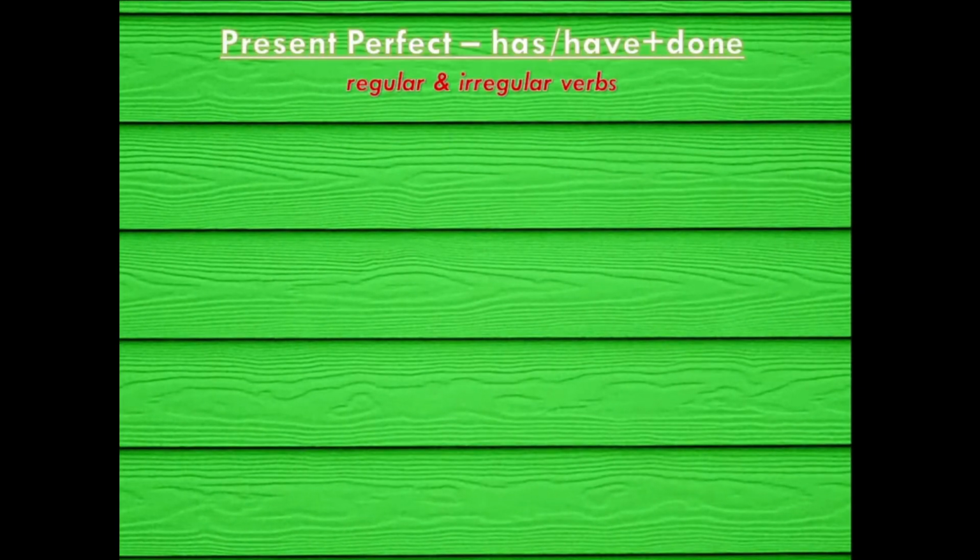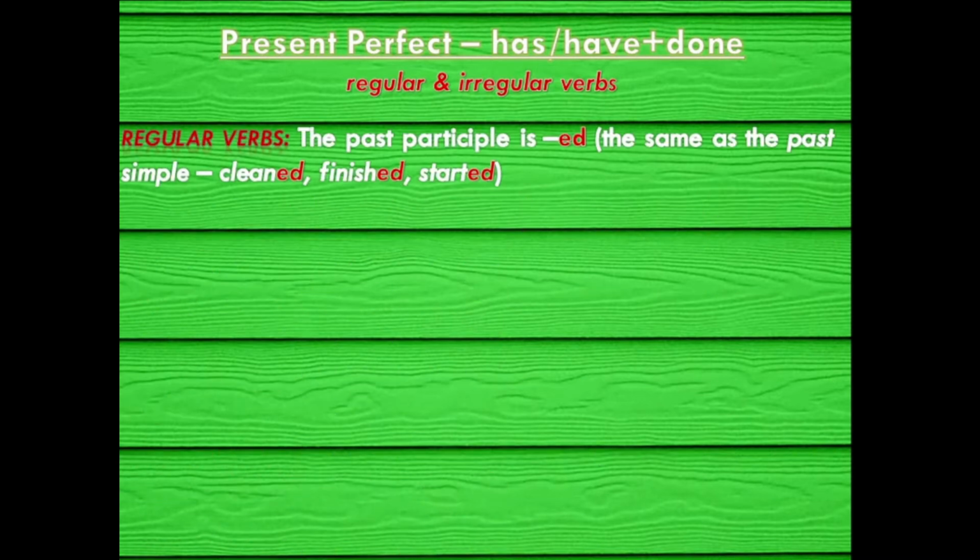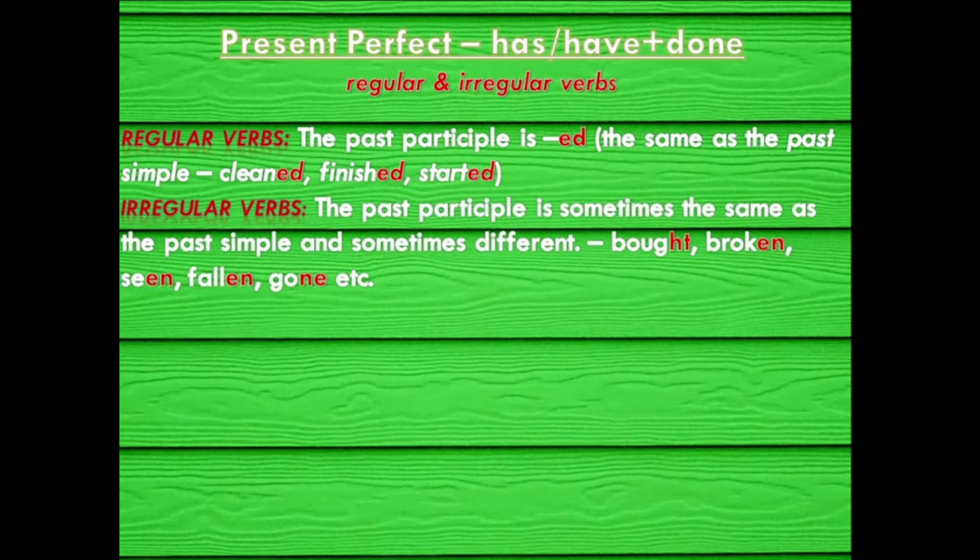And in this present perfect, when you come to verbs, there are basically two important aspects that we need to know: regular and irregular. Regular verbs end with ed when we deal with past tense or past participle. Let us say cleaned, finished, started. Irregular verbs are different; they do not end with ed, like bought, broken, seen, fallen, gone, etc.